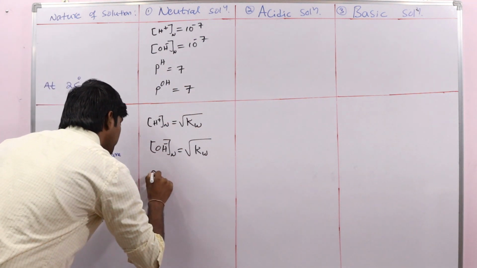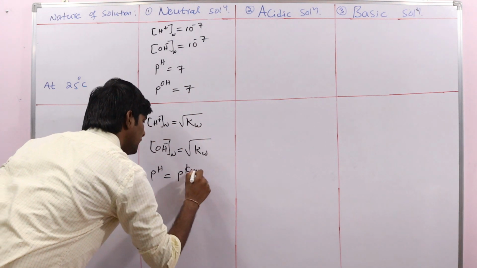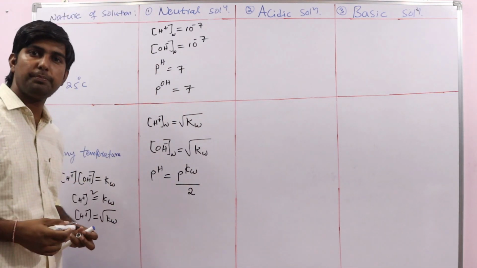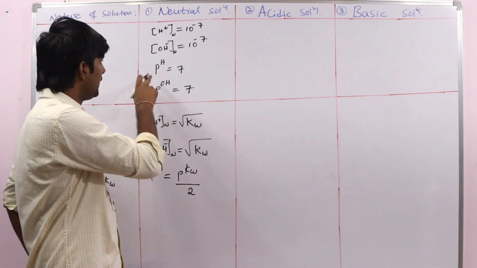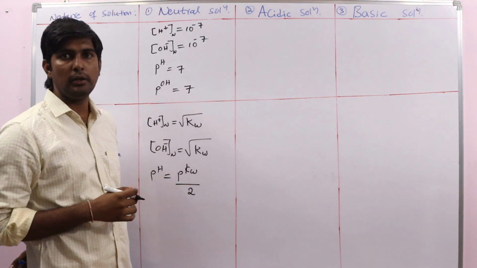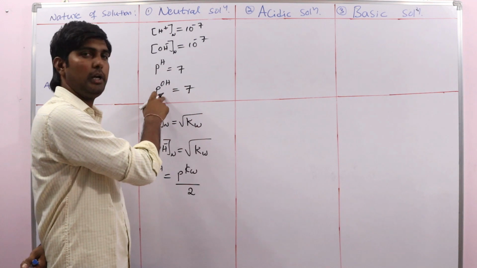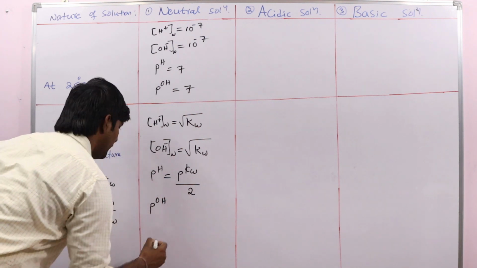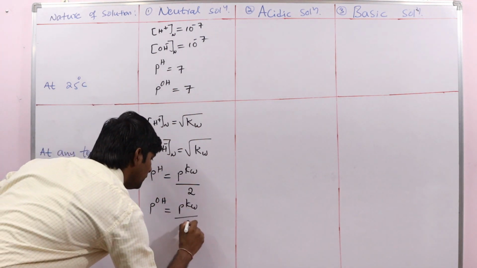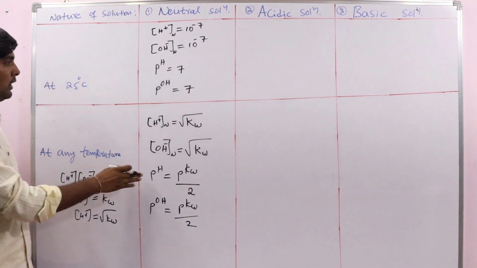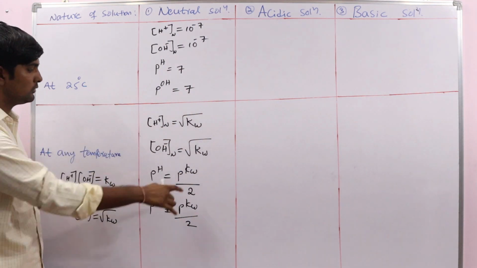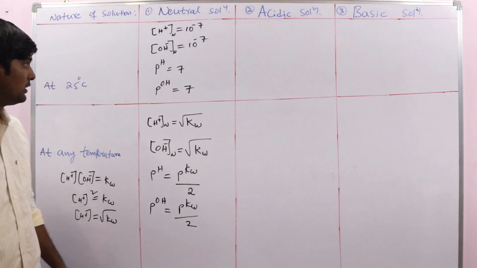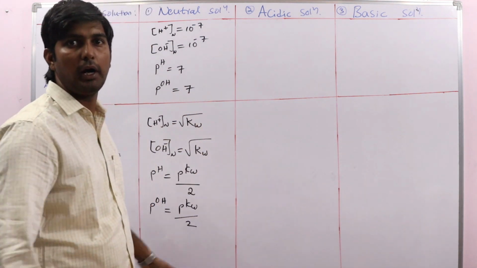Now, pH is equal to pKw by 2. Yes or no? Just now we discussed that pH plus pOH equals pKw. Here pH plus pOH equals 14, so that means 7 plus 7. Yes or no? pH is equal to pOH in the neutral solution. In the same way, we get pOH equal to pKw by 2. Yes or no? General case. At 25 degrees centigrade it is 14, so 14 by 2 is 7, and it is the general case. Very simple. If you understand this one, it is very easy. No need to learn anything by heart.